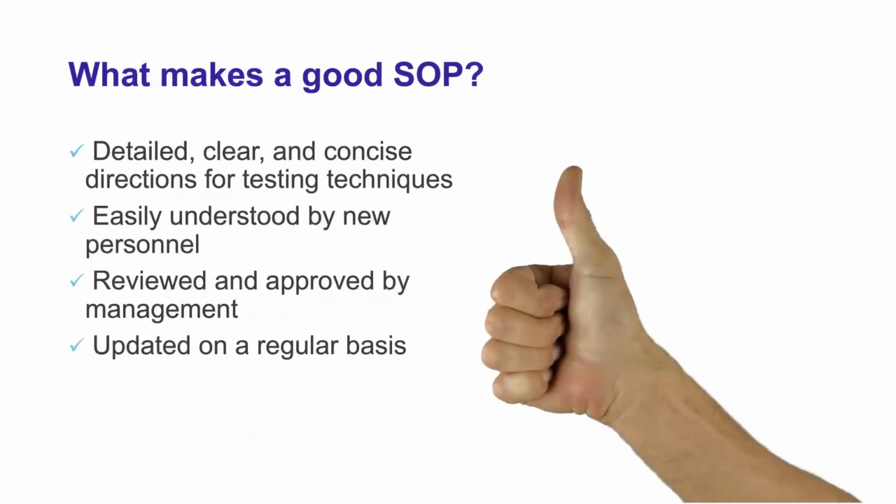So what makes a good SOP? They should be detailed, but also clear and concise, and provide directions for testing techniques. They should be easily understood by new personnel. So once you hire someone into the lab, you should be able to give them the SOP, and they should be able to understand what they're supposed to do. They need to be reviewed and approved by management and updated on a regular basis.